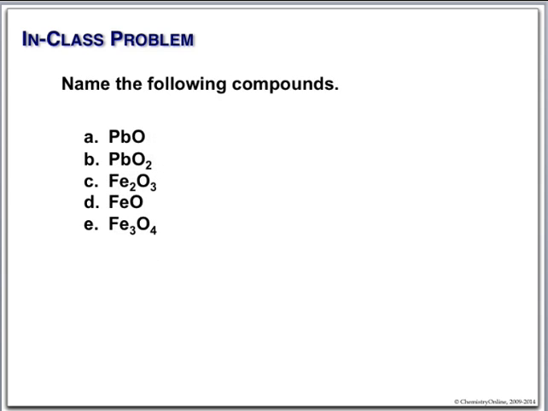All right, this is simple. Go ahead and just jot down the names for these guys. Well, Pb is lead, in case you don't remember. And of course, Fe is iron. Our first one here, we have 1 lead, 1 oxygen. Our first name is just going to be lead, right? And our second word is going to be oxide.